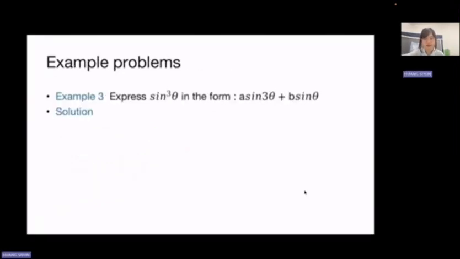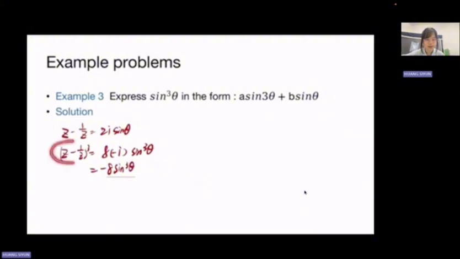Now let's solve example 3. Express sine cubed theta in the form. Using the conclusion, we can raise z minus 1 over z to the power of 3. So we first write z minus 1 over z as 2i sine theta. Then to the power of 3, we have 8 times minus i times sine cubed theta, which is negative 8 times i times sine cubed theta.